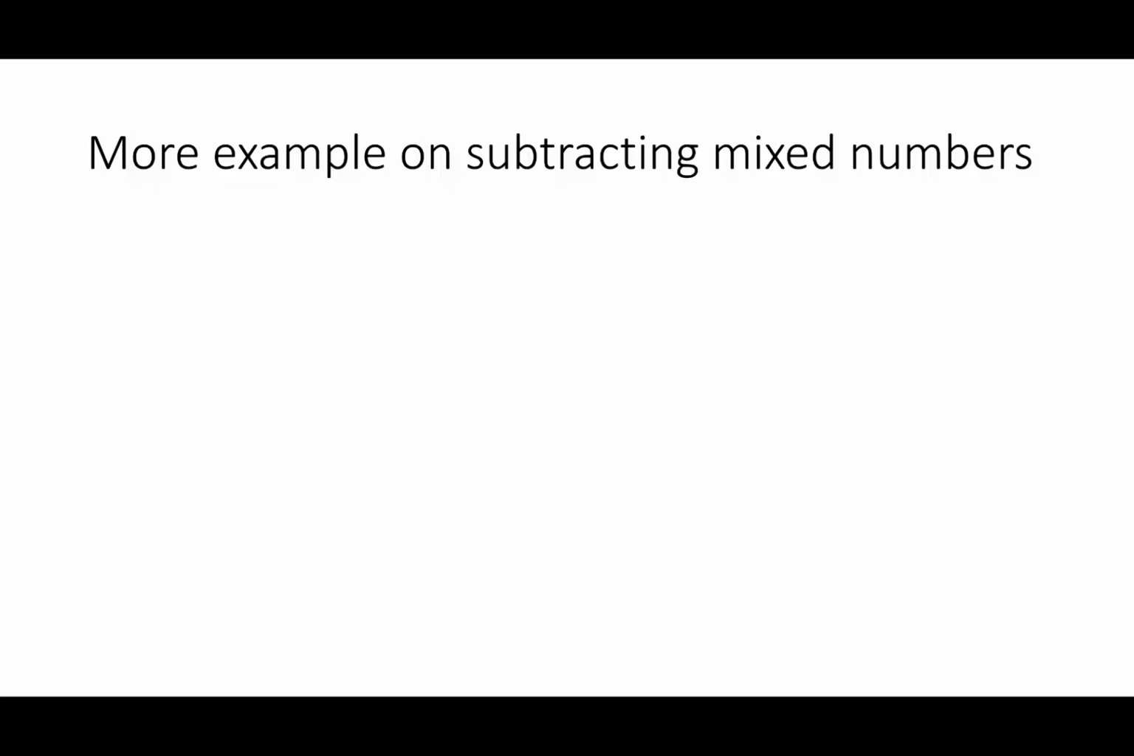Now what happens if the denominators are not the same? Suppose you want to do this operation 11 and 4 over 15 and 4 over 11 minus 12 3 over 7. Now the denominators are not the same. What should we do? Before we consider that, what are the steps of doing the subtraction here? Still the same. First we work on the fractional part first. So 4 over 11 minus 3 over 7.